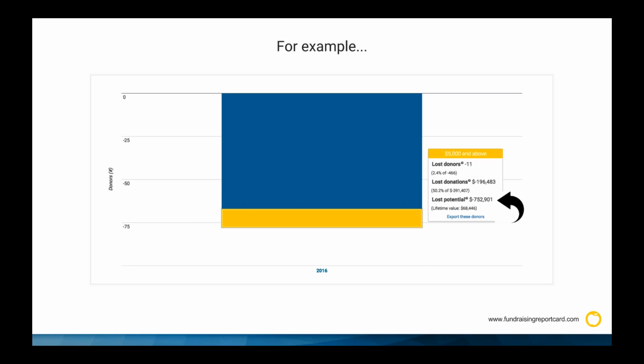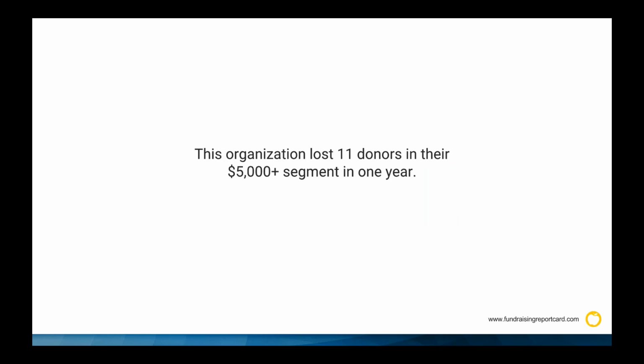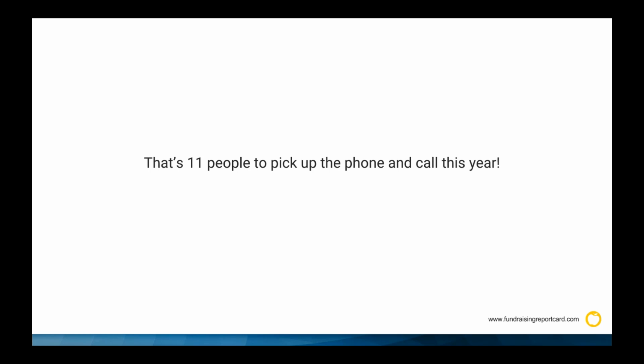And here you go. Here's an example. So the same data set from fundraising report card, you can see 11 lost major donors, about $200,000 in lost donations, a lost potential of $750,000. 11 donors, 5,000 plus segment. Phone call, one-to-one meeting, whatever it is.